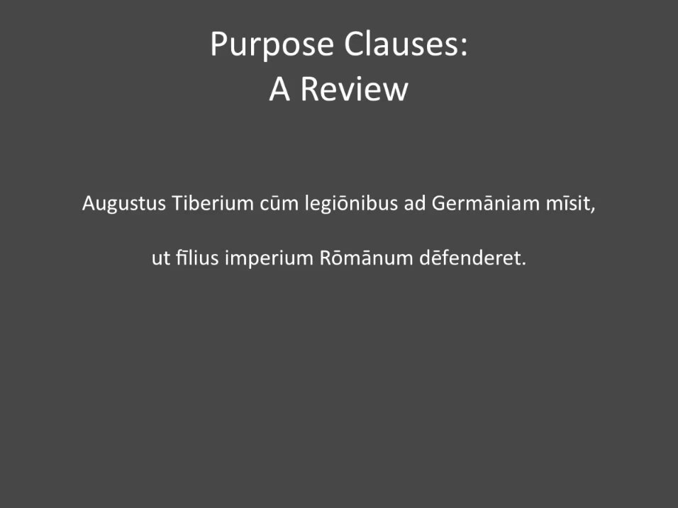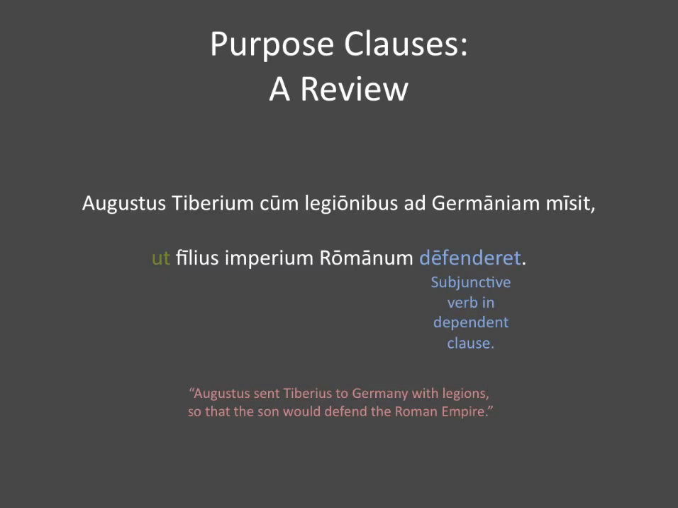Augustus Tiberium cum legionibus ad Germaniam misit, ut filius imperium Romanum defenderet. How do we know the sentence has a purpose clause? We know it has a purpose clause because defenderet is in the subjunctive mood and in a dependent clause introduced by ut. And so how do we translate it? Augustus sent Tiberius to Germany with legions so that the son would defend the Roman Empire.